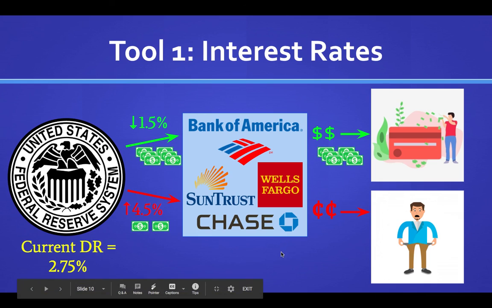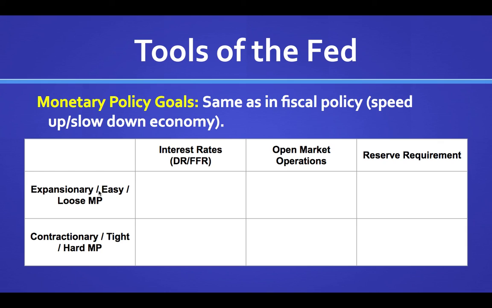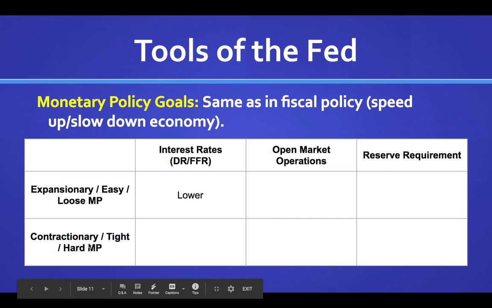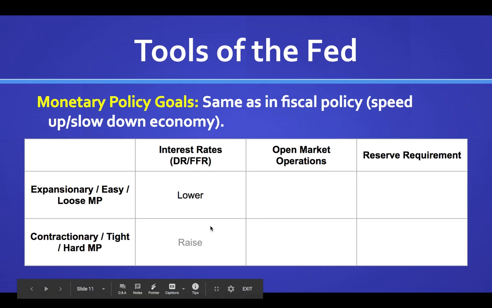Exactly. So if we're trying to expand the economy, then what should we do with the discount rate? Lower it. Good. And then obviously if we're trying to slow down an economy that's growing too quickly, we want to raise it. Perfect.